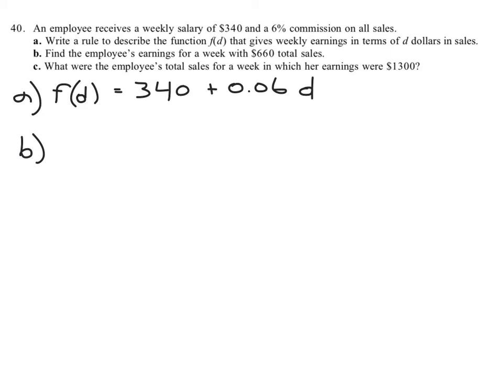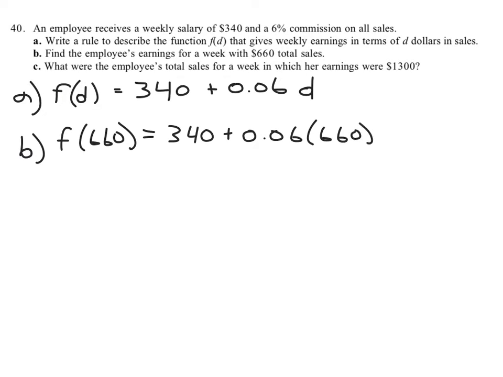Now B says find the employee's earnings for a week with $660 in total sales. So what we need to do is plug in for the total sales, d, the $660. So we say that F of 660, or evaluating this for 660, means $340 plus 0.06 times 660. Okay, and then we need to calculate that out. I'm going to do that calculation over here on the side.